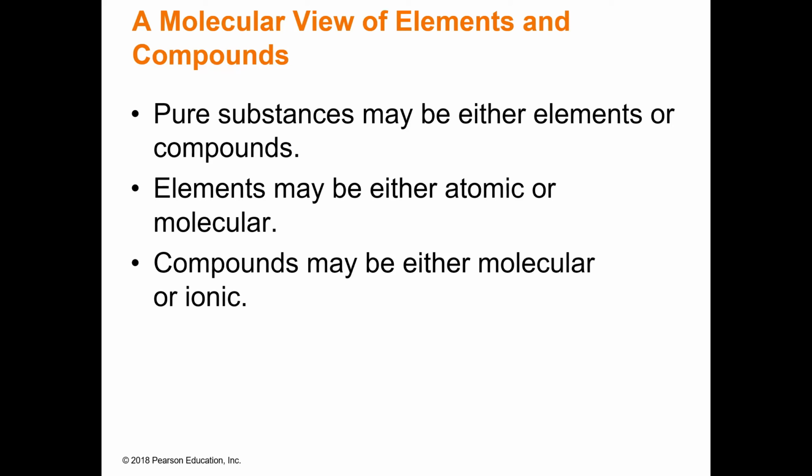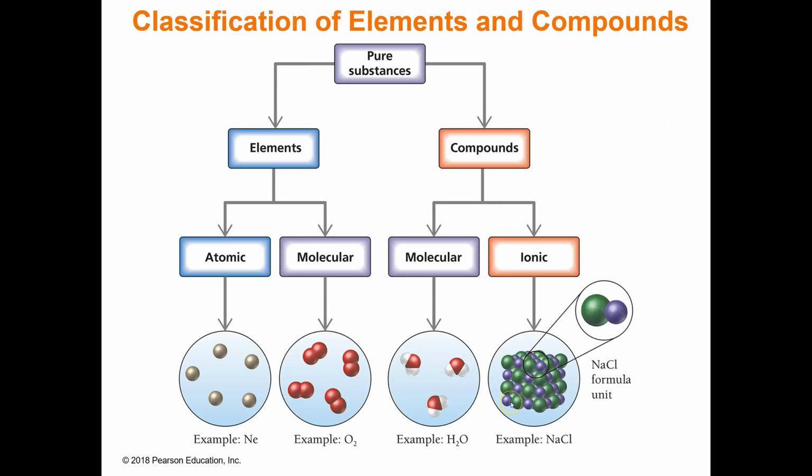Substances can be elements or compounds. Elements can exist as individual atoms, like helium, or as molecules made of the same kind of atom, like O2 or N2. Compounds, on the other hand, contain 2 or more different atoms bonded together, and they can be either molecular or ionic. This slide organizes substances into categories.